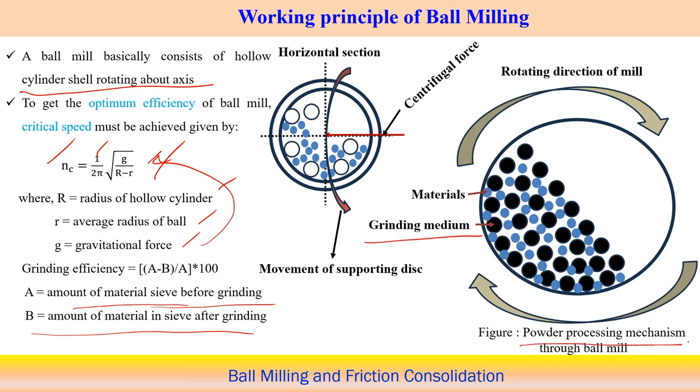So here you see the powder processing mechanism through the ball milling operation. Every time, you can see that the powder is in contact with the big balls, and gradually the bigger particles can become smaller ones, but it follows several mechanisms. We have already discussed the different kinds of mechanisms by which the particle size is reduced using the ball milling operation.